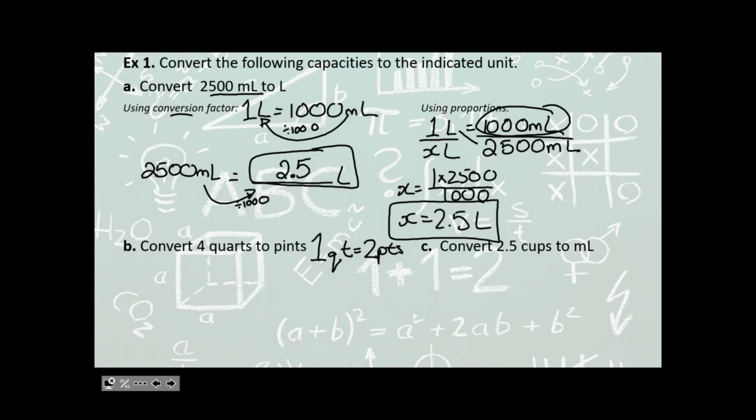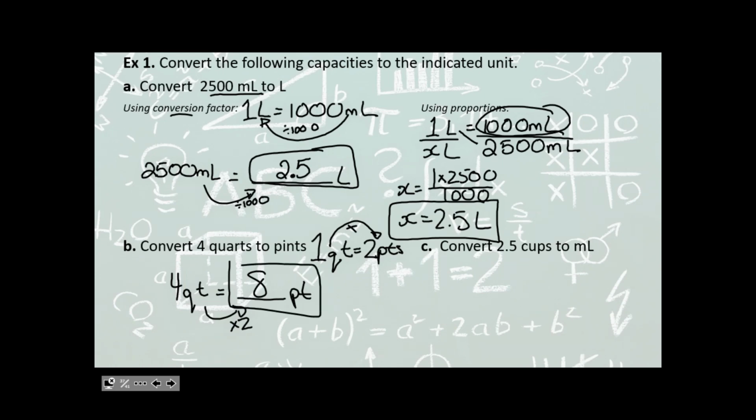So let's use a conversion factor here. I'm going from quarts to pints. Well, if I'm going from 1 to a number, I need to multiply by that number. So to go from 4 quarts to pints, I need to times that by 2. So 4 quarts is equal to 8 pints.